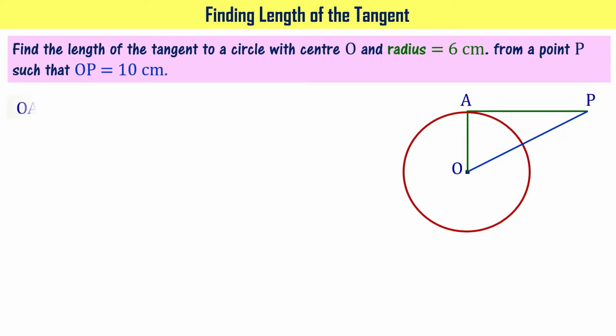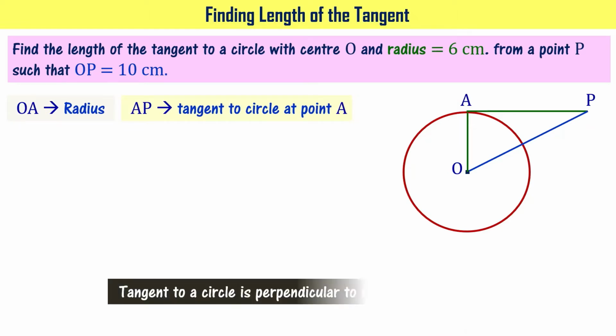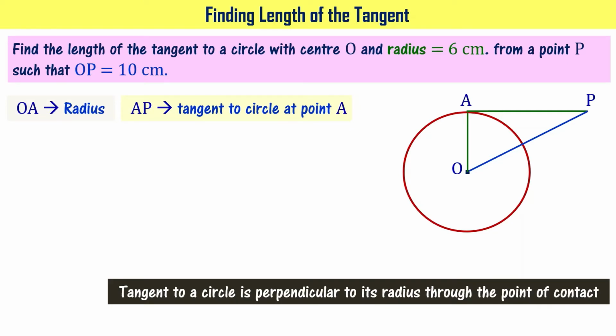So let me note that OA is the radius of the circle and AP is the tangent to the circle at point A. We know from the theorem that a tangent to a circle is perpendicular to its radius through the point of contact. It means OA is perpendicular to AP, right? It also says that triangle OAP is a right angle triangle. Since angle A is 90 degrees, triangle OAP is a right triangle, right? So we can use Pythagoras theorem to find the length of the unknown side of the given triangle, right?